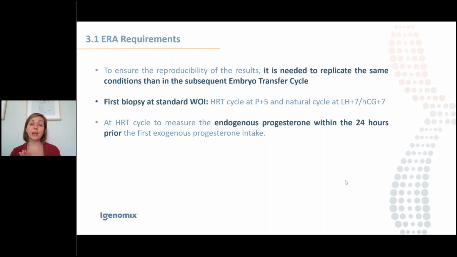But once the embryo has reached the blastocyst stage, independently of whether it is on day 5, day 6, or day 7, all of them are transferred at the same moment, which is during the receptive phenotype.